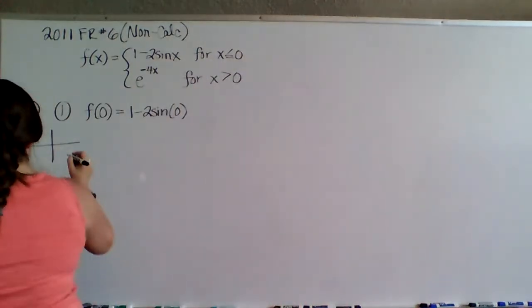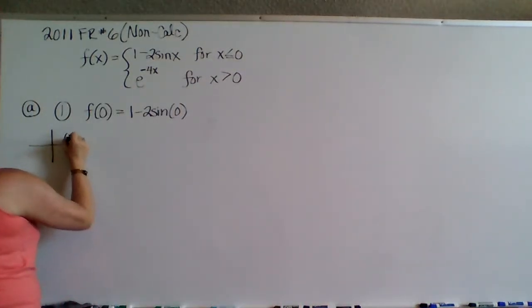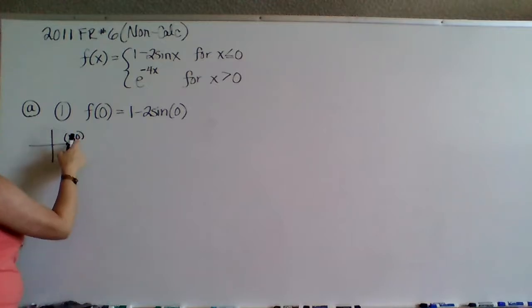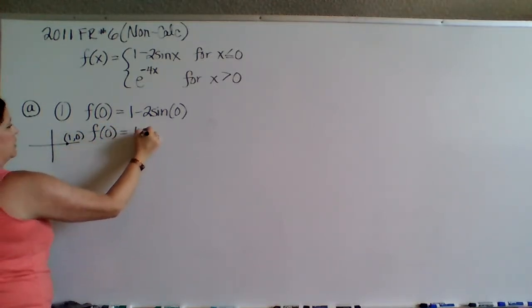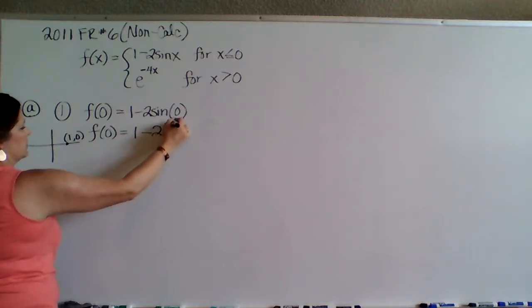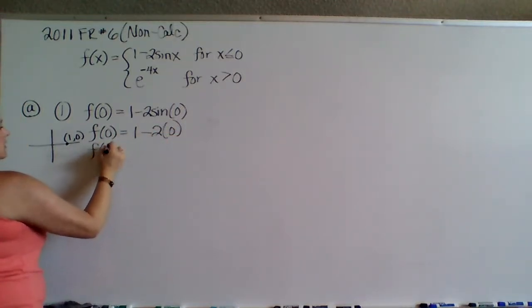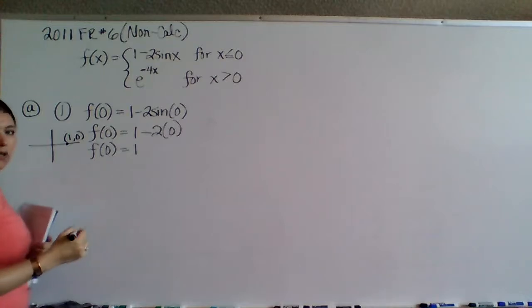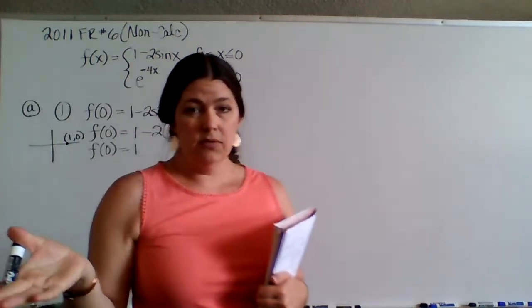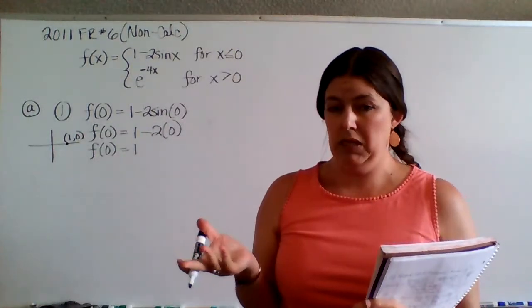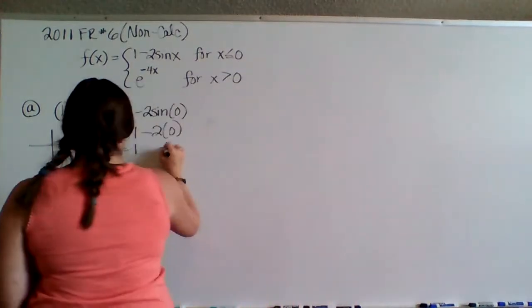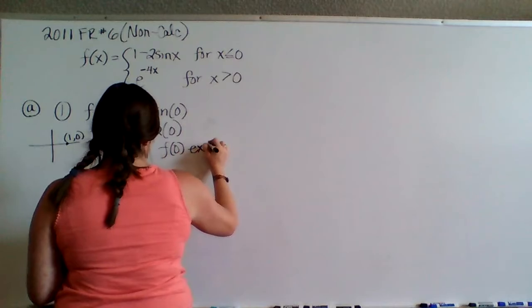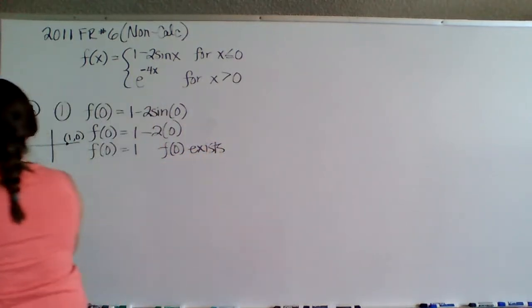So isn't 0 radians the same thing as 0 degrees? And our ordered pair here is (1, 0), and the y coordinate is the sine value. So wouldn't f of 0 equal 1 minus 2 times sine of 0, which is 0, which would give us 1? Because we got an output, the only way it's not defined is if you got something like division by 0 in the rule. But we got an output, so we would say f of 0 exists, and move on to part 2.